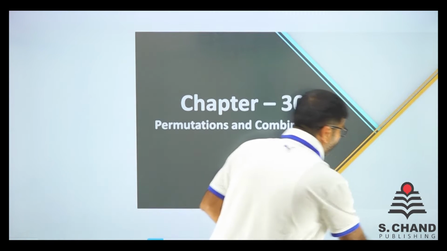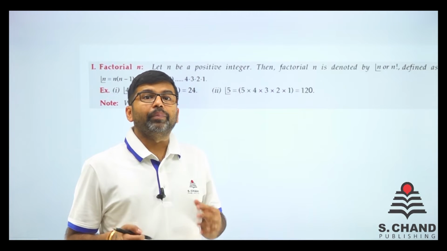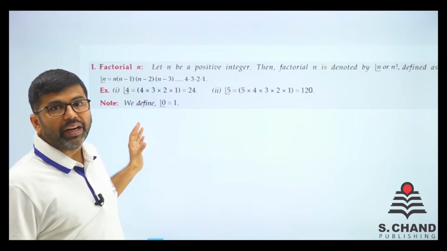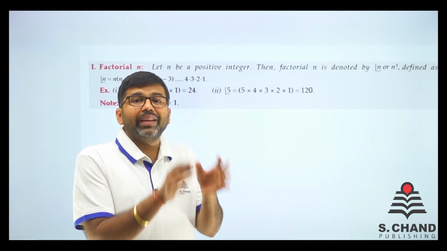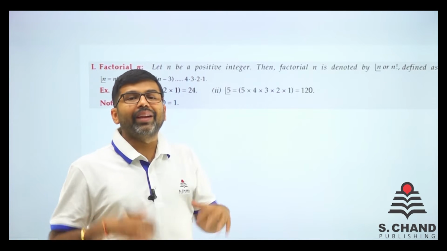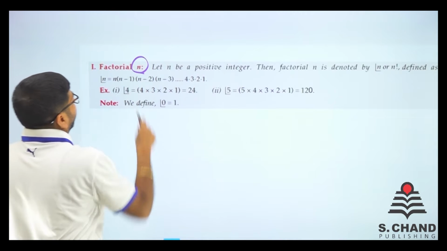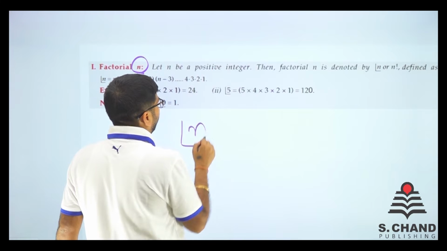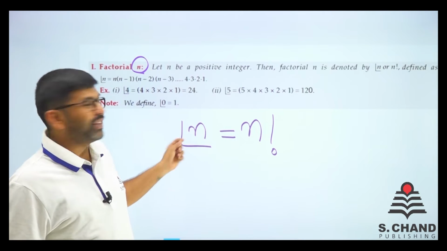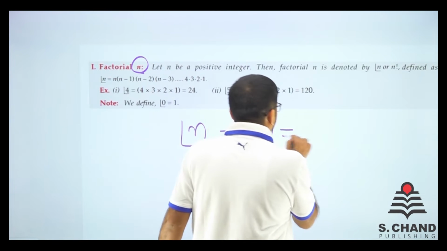So let's move on to the basic concept. What I have tried is to put on screen the concept which is given in the book itself. I have taken a screenshot of that so that you see exactly what is written in the book, and then I will try to make it easy. The first thing written was factorial n. The best representation of factorial n is like this or like this. This is n factorial.